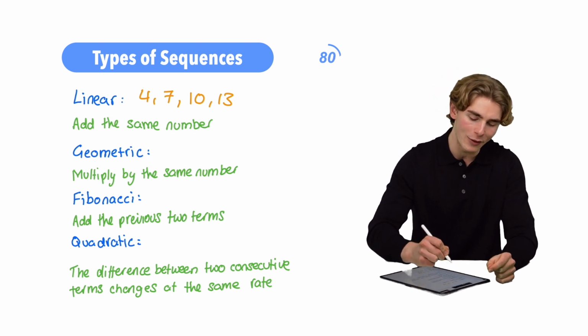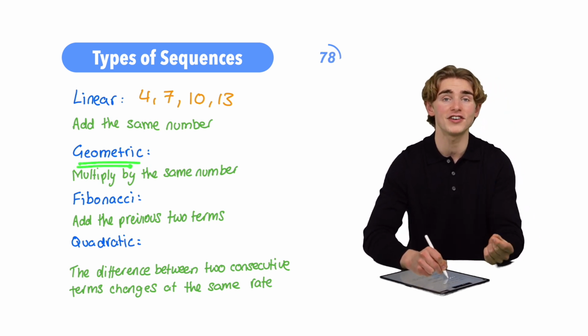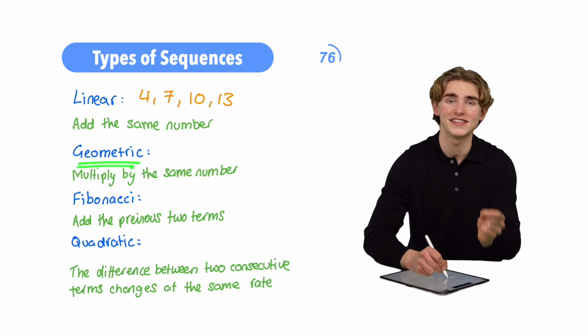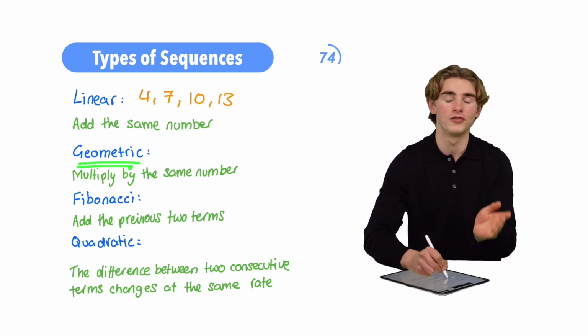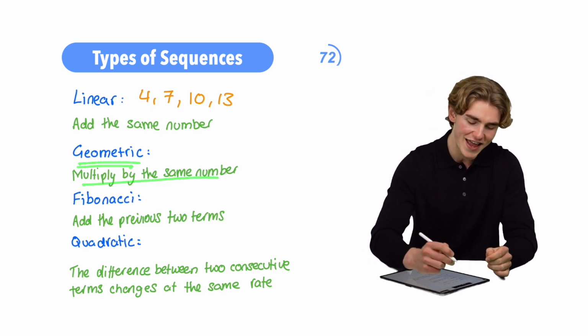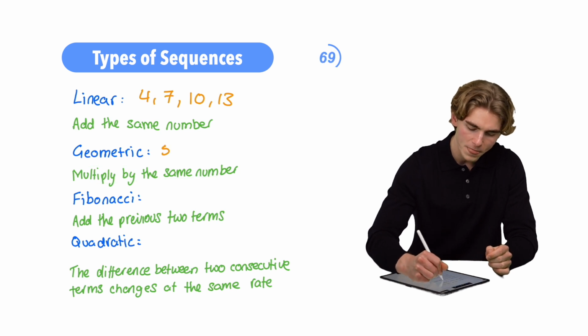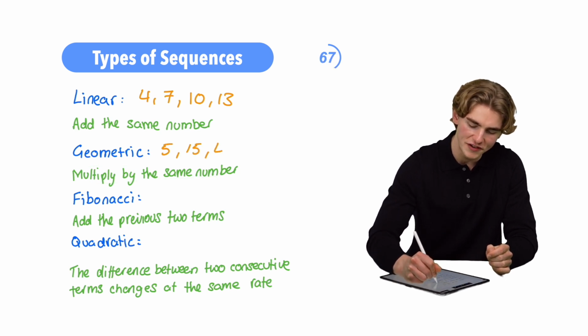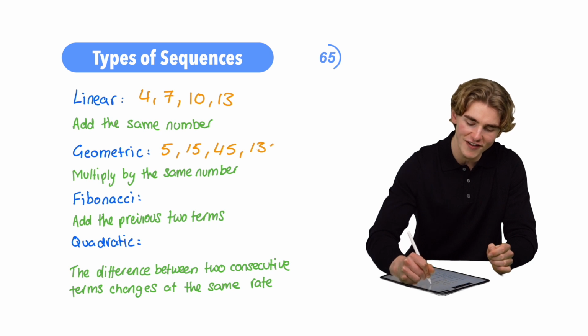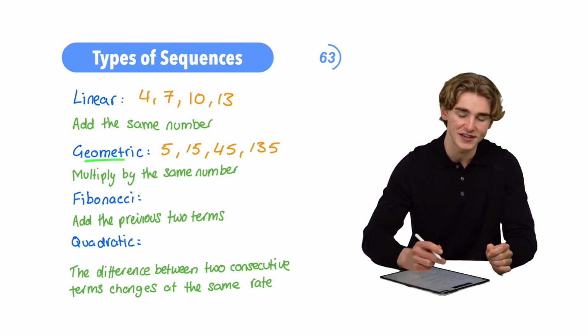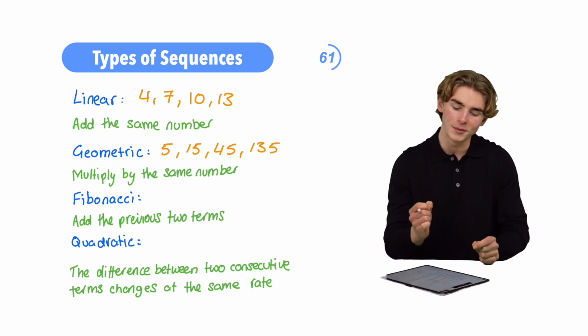What about then, guys? Our geometric sequences. In a geometric sequence, we're going to multiply by the same number each time when we go from one term to the next. For example, we would say that 5, 15, 45, 135 is a geometric sequence. Why? Because to get from one term to the next, we're always going to multiply by 3.